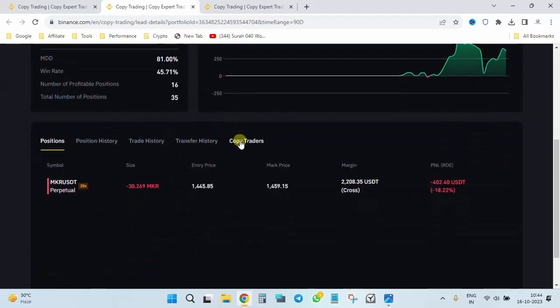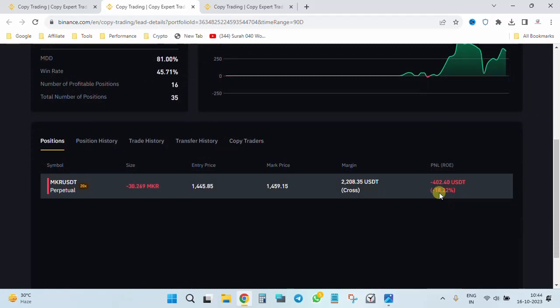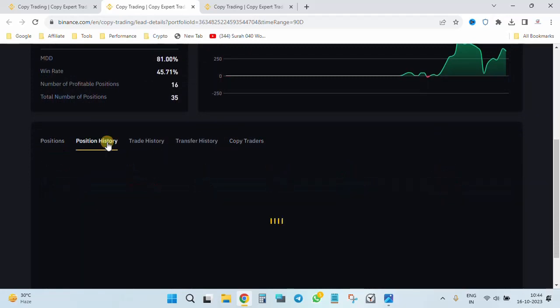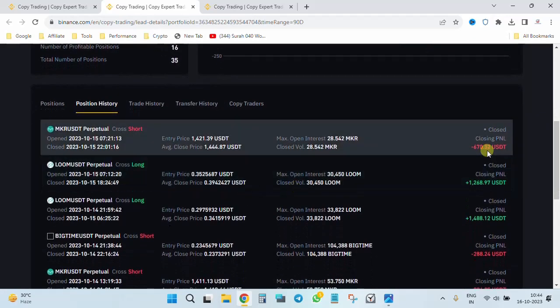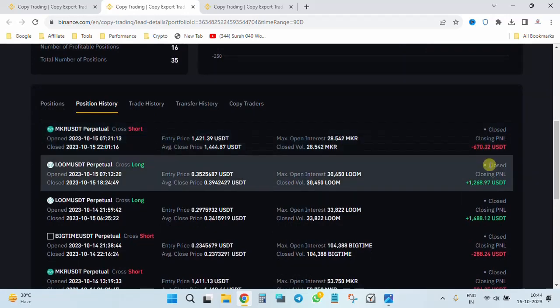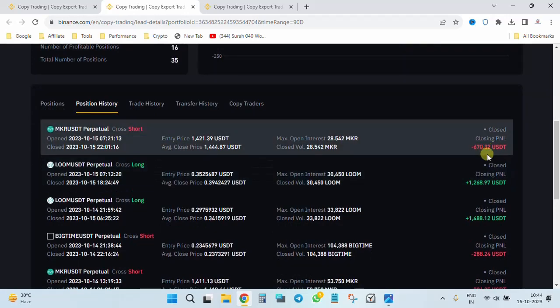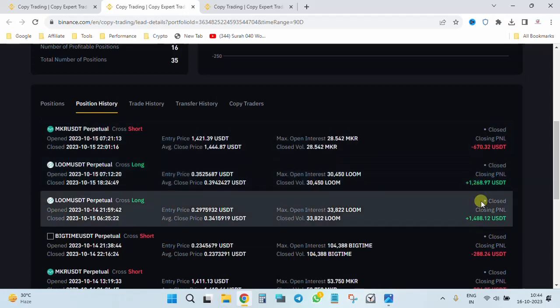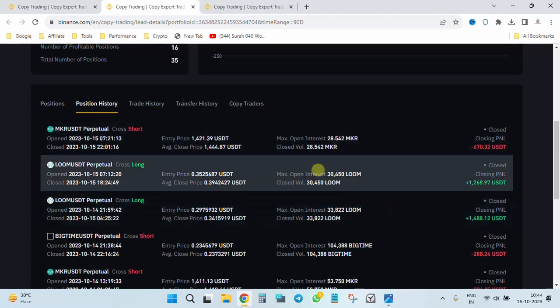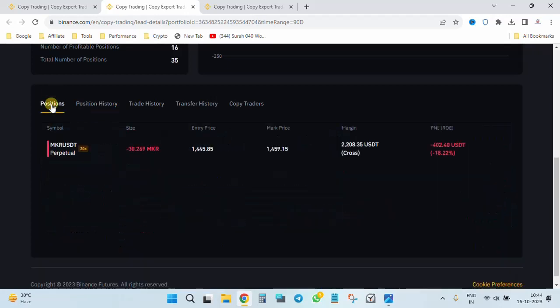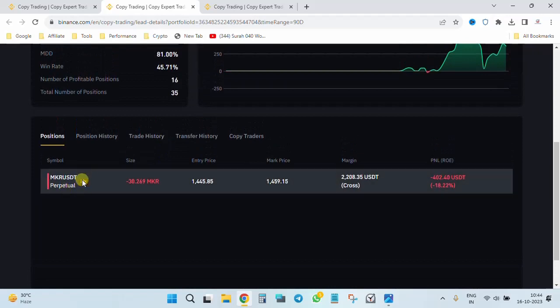Let's go to the copy traders. You can see current one trade which is there, 18%. Position history, just now the person has closed with a negative 670 over here. Prior to that, $1,000 worth. So you see this working with 20x leverage.